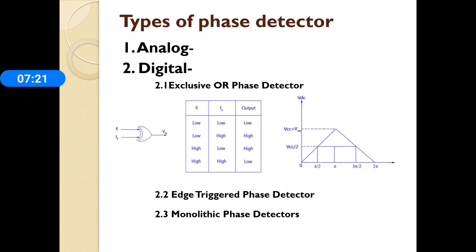The figure shows the graph of DC output voltage as a function of phase difference between Fi and F0. The output DC voltage is maximum when the phase difference is 180 degrees. This type of phase detector is used when both Fi and F0 are square waves.